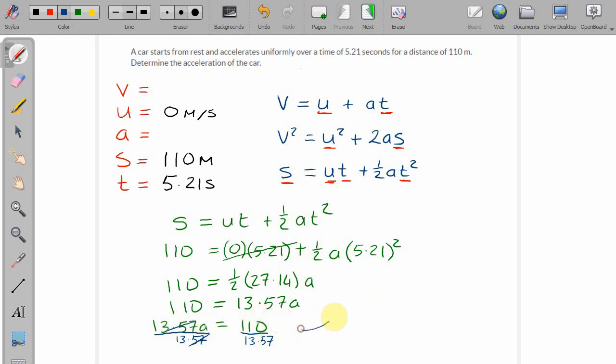So overall, your answer is A is equal to 110 divided by 13.57, which gives you 8.11 meters per second squared, and you need to make sure you have those units correct. We started with SI units, so we finish with SI units. We've got an acceleration, and the units of acceleration are meters per second squared.